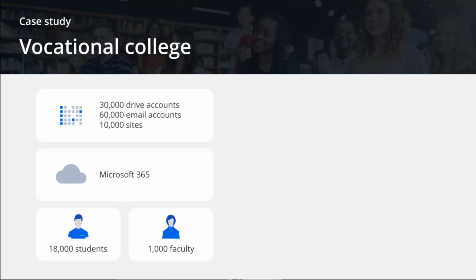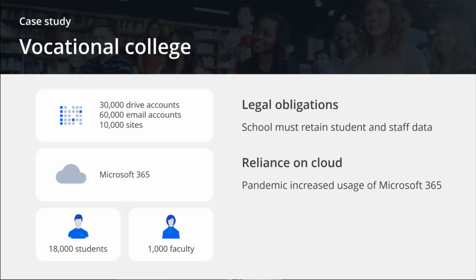So in reality, they needed to back up 30,000 drive accounts, 60,000 email accounts, and 10,000 different sites. And the reason for the discrepancy in those numbers, 30,000 drive accounts, 60,000 email accounts, and only 18,000 students, is legal obligations. They needed to retain the student and staff data for multiple years. So they had to have former students backed up as well, all of their data. And they really realized their reliance on M365.